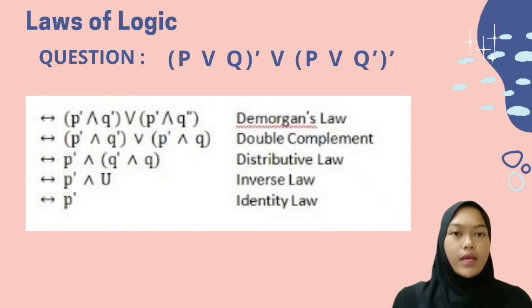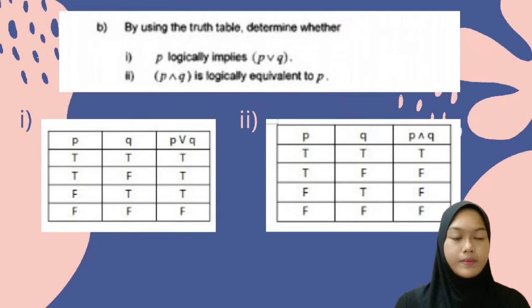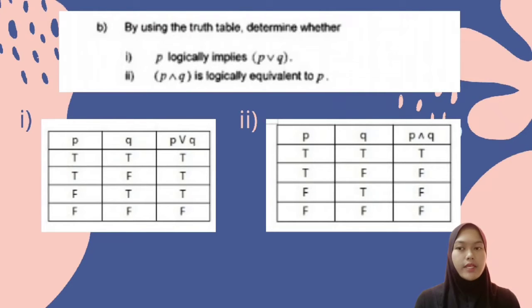In this step, we use distributive law, so simplify Q' and Q, we will get P' conjunction U, which is inverse law. Then the last answer, we will get P', which is identity law. Next, we move to the second example.